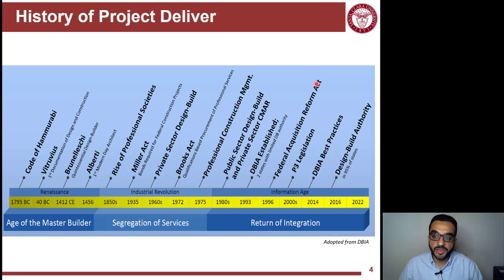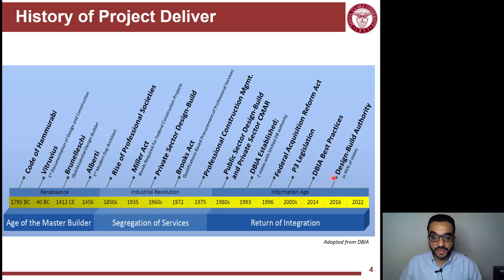And then the biggest thing here is the Federal Acquisition Reform Act, which allowed federal entities to pick beyond just the hard bidding process and allowed qualification-based or value-based procurement. And then P3, which is the public-private partnership, so allowing private entities to be involved in public projects, building dams and roads and other infrastructure projects. And then DBIA matured enough to publish best practices in 2014.